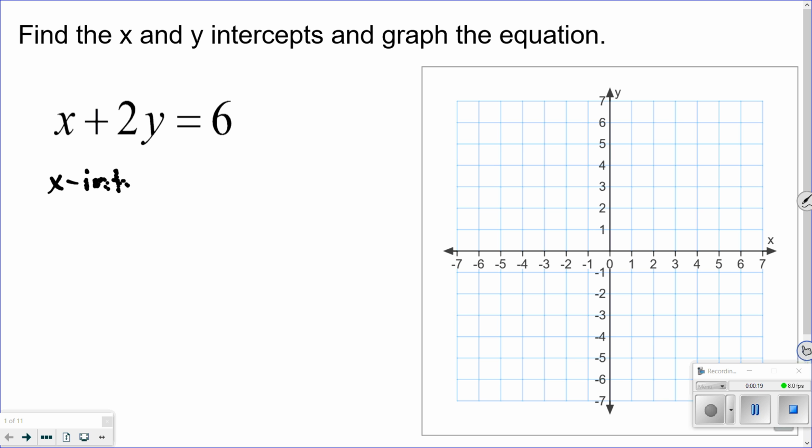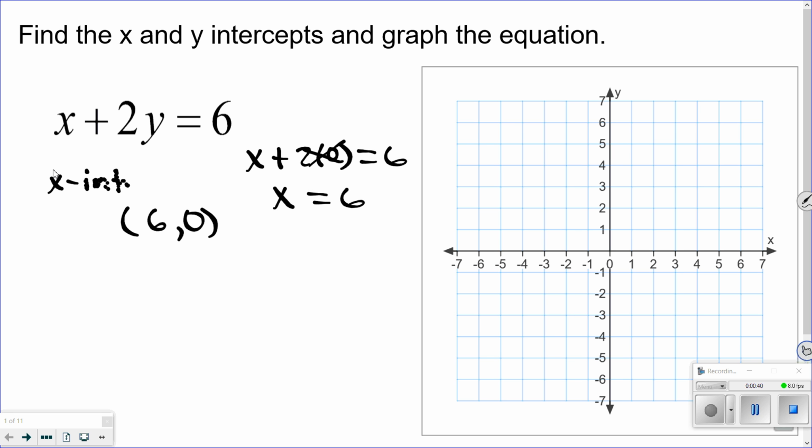To find the x-intercept, we put 0 in for y, and we solve for x. So let's put 0 in for y. We have x plus 2 times 0 equals 6. You're just trying to figure out when y is 0, what is x? So the 2 times 0 is just 0. It goes away. So my x-intercept is at (6, 0). So we can put that point right there.